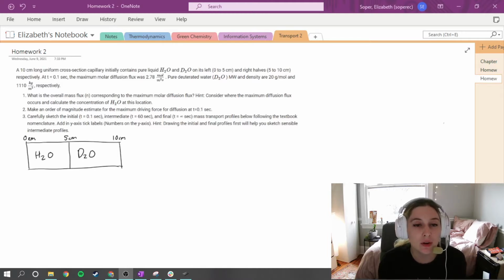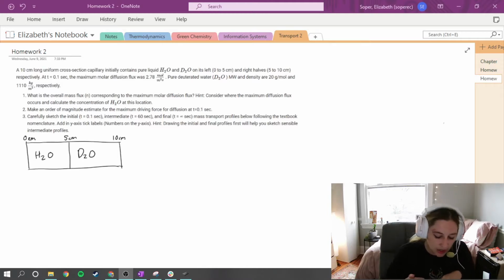So, I started drawing out the situation. There is a 10 centimeter long uniform cross-section capillary, and it initially contains pure liquid water and deuterated water on its left and right halves. So the H2O goes from 0 centimeters to 5 centimeters, which I have drawn here, and then the DTO goes from 5 centimeters to 10 centimeters.